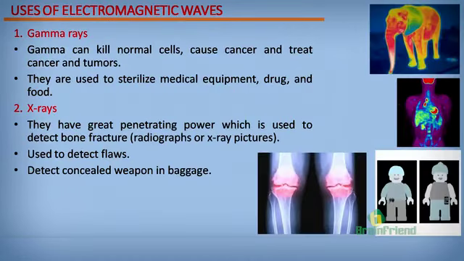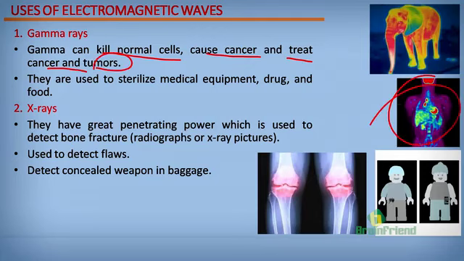Gamma ray. What are some of the uses of electromagnetic waves? Gamma ray, for instance, can kill normal cells, cause cancer, and treat cancers and tumors. It detects cancers and tumors in our body.